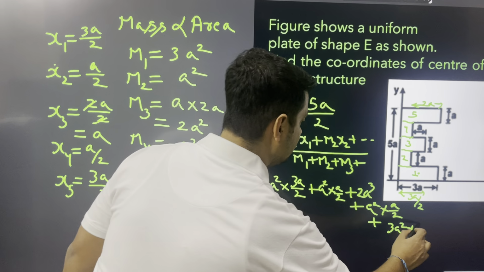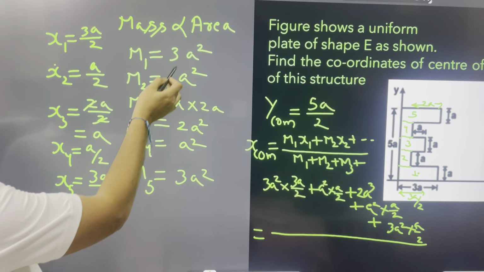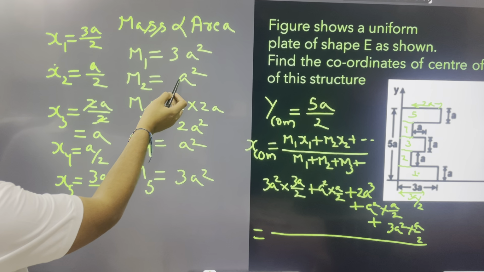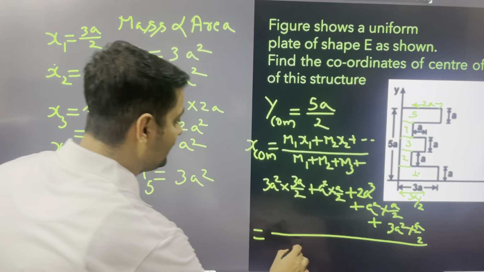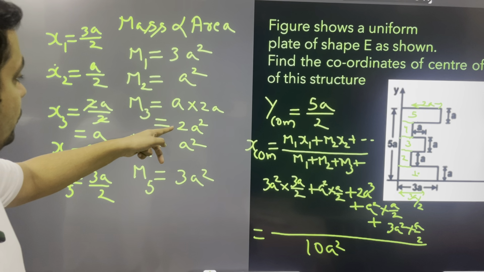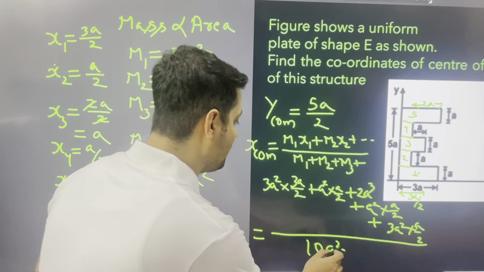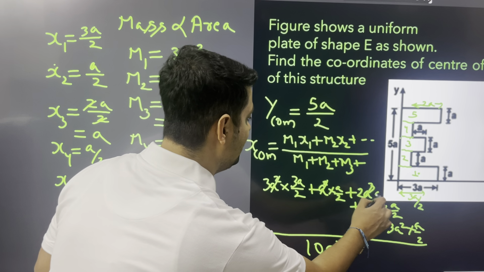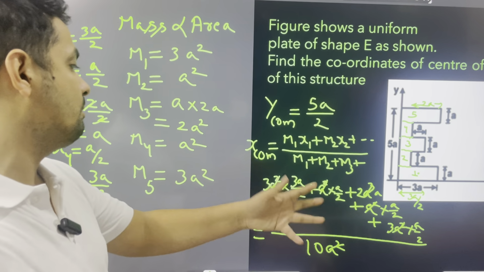Divided by the sum of all masses: 3a square plus 2a square plus a square plus a square plus 3a square. Let's go through the calculation: 3, 4, 2, 6, 1, 7, 3, 10. So 10a square. Now the a square cancels out, and a will remain. Then you add it, and you will get the final x center of mass position.